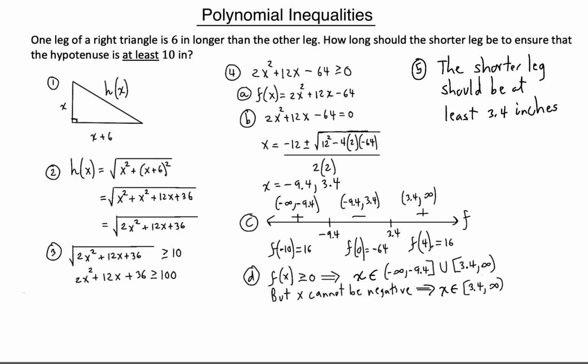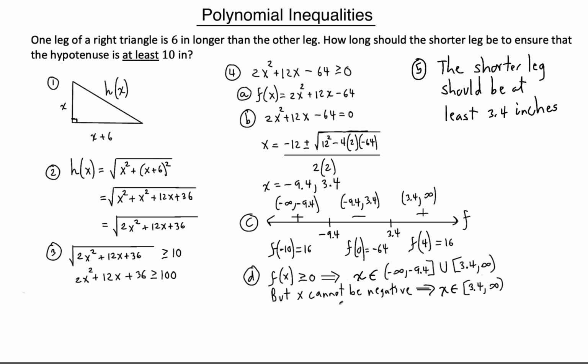We test a point in each of the three subintervals to figure out whether the function is greater than 0 or less than 0. Now we can use our number line to see that the answer has to be from negative infinity to negative 9.4 or from 3.4 to positive infinity.